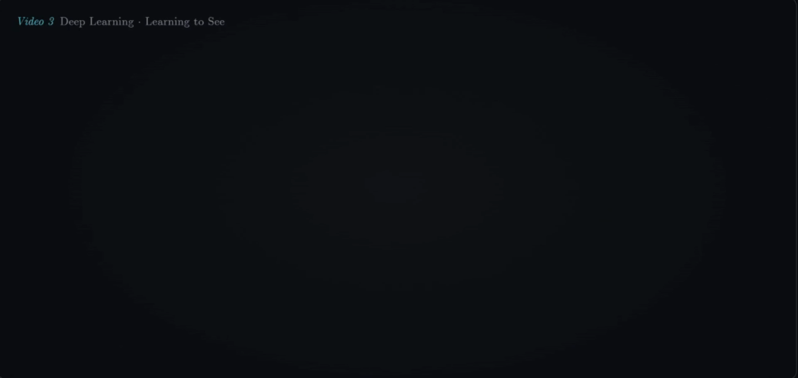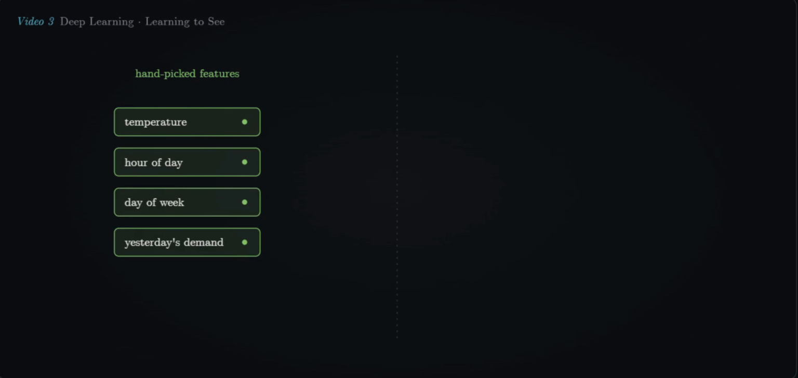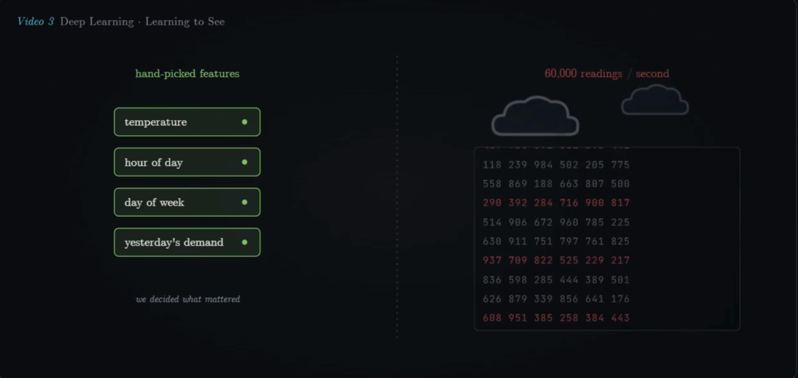So, at the end of last chapter, we hit a wall. Our regression lines and decision trees were honest and fast, but they only worked because we did the hard part for them. We handpicked the inputs such as temperature, the hour, yesterday's demand. We decided what mattered, and the model just turned the knobs.